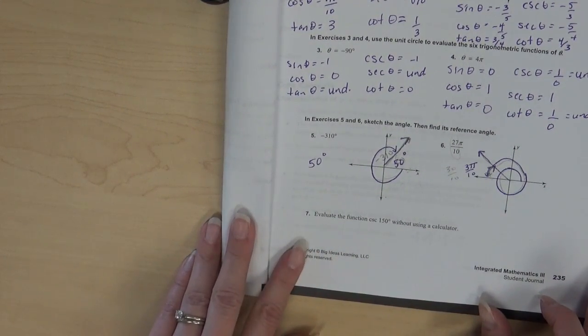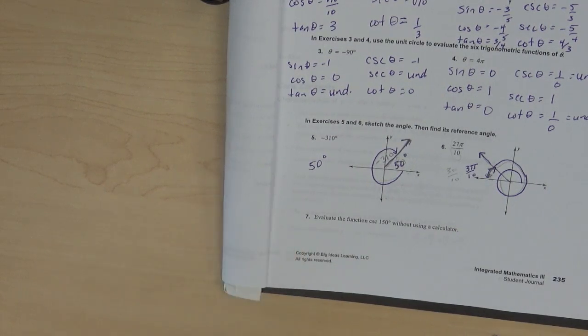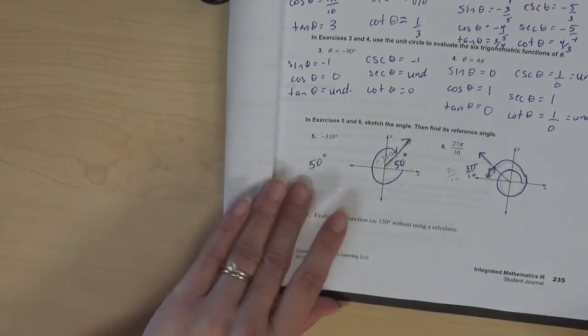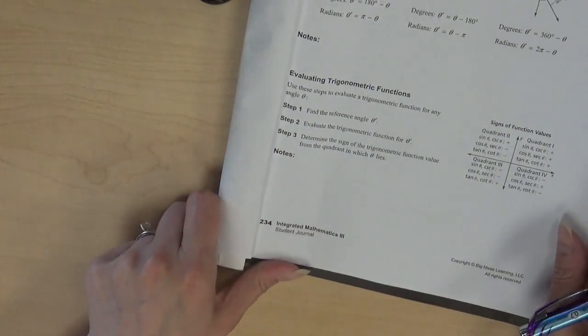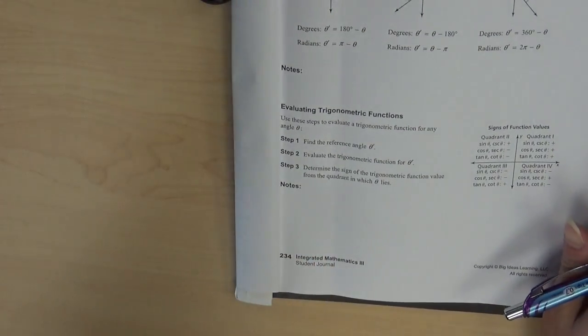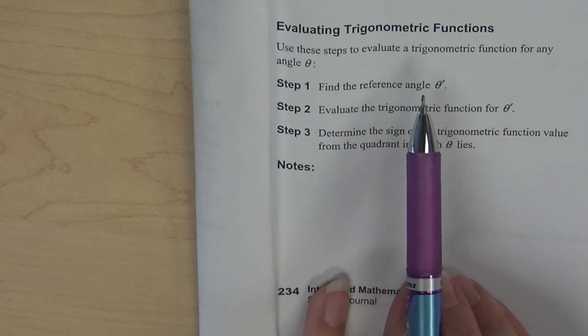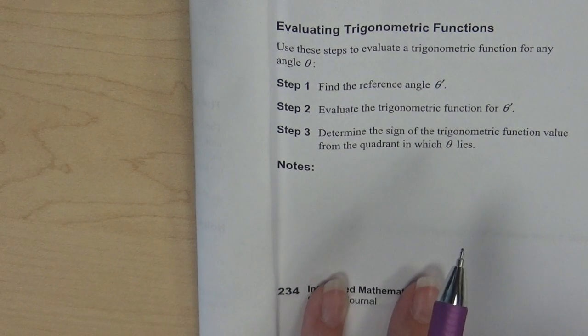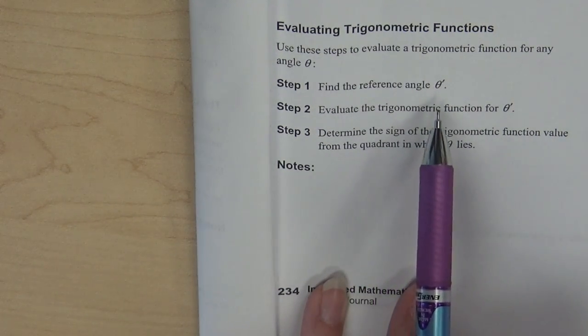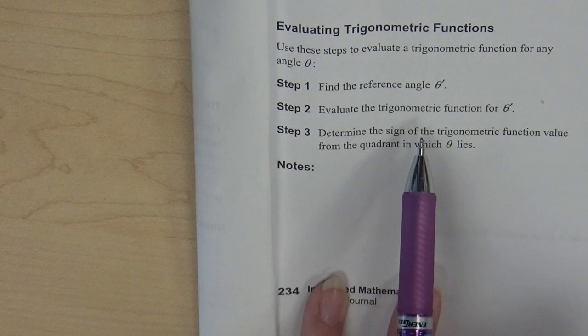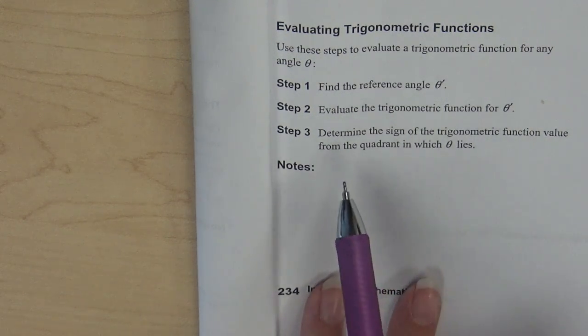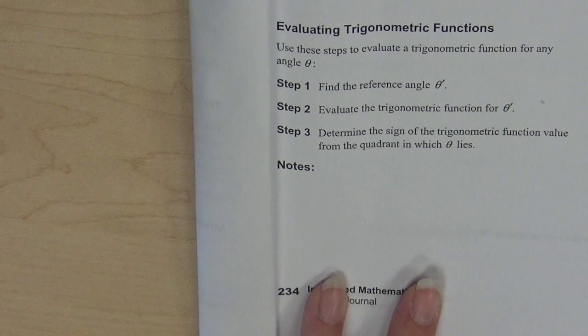Okay, and before we do number 7, I need to try to help you organize all this. Let's go back to the previous page in the notes. Okay, and they've got guidelines for how to evaluate trig functions. It says, use these steps to evaluate a trigonometric function for any angle theta. Step 1, find your reference angle theta prime. Step 2, evaluate the trigonometric function for theta prime. Step 3, determine the sign of the trigonometric function value from the quadrant in which theta lies.